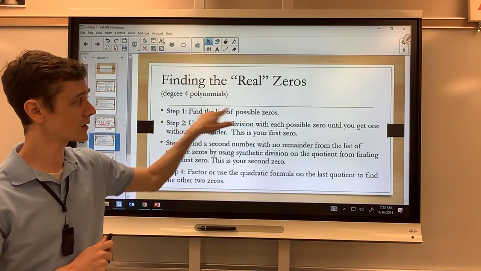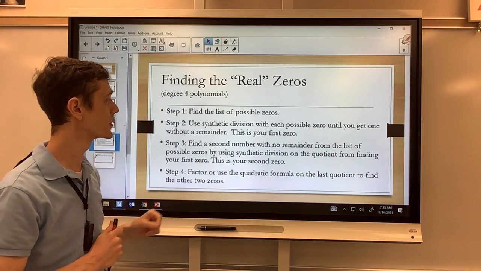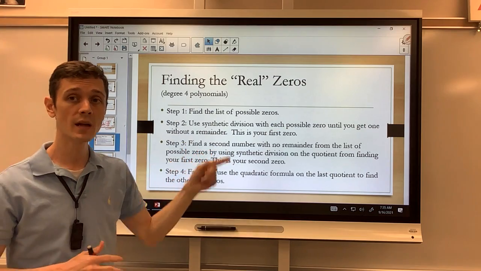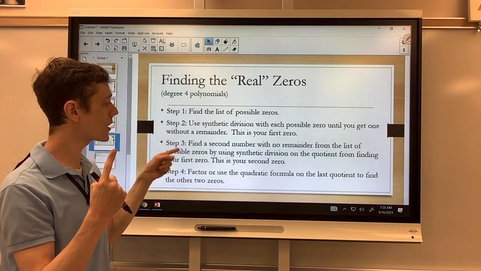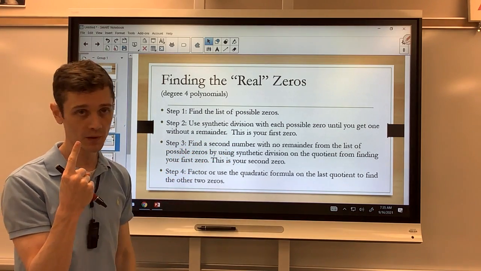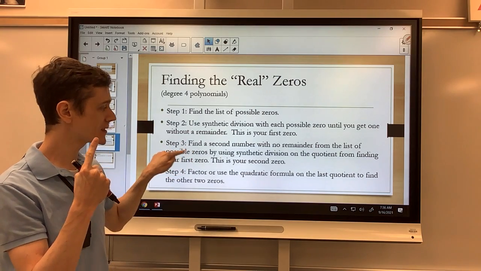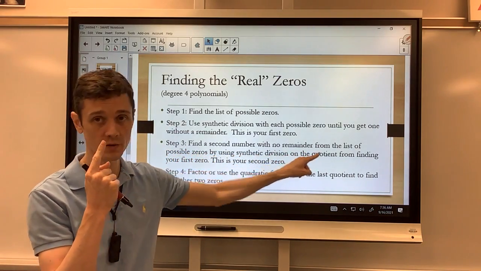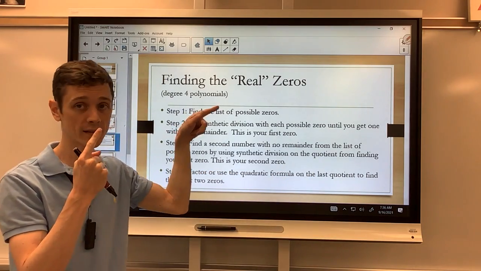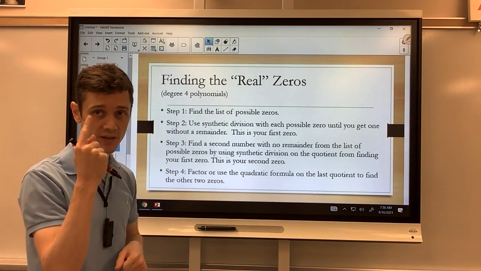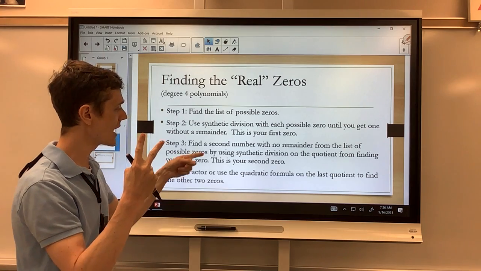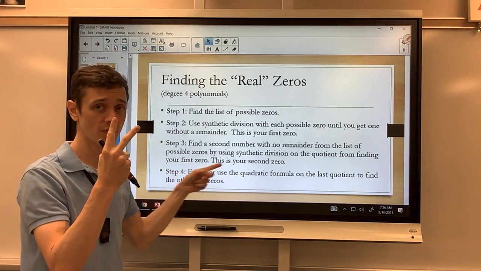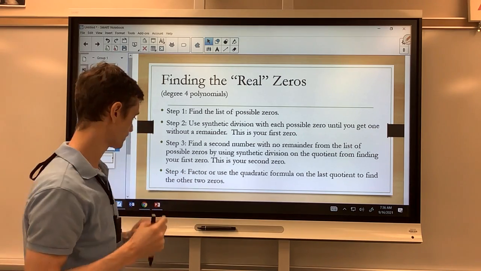So we're still going to make our list of possible zeros, same way we've been doing. Then we're going to use synthetic division. We're going to test numbers until we find one without a remainder. That'll be our first zero. Then we're going to go back and keep drawing numbers from our list of possible zeros. Now the easiest thing to make a mistake on here is you need to be doing the synthetic division to the quotient from your first synthetic division. Don't go back to the original question when you're trying to find a second zero using synthetic division. And then once you've finished that step, to find the last two, you can go back to either factoring or using the quadratic formula.